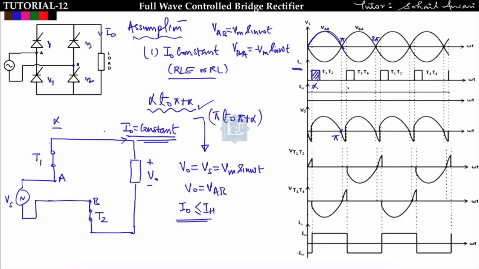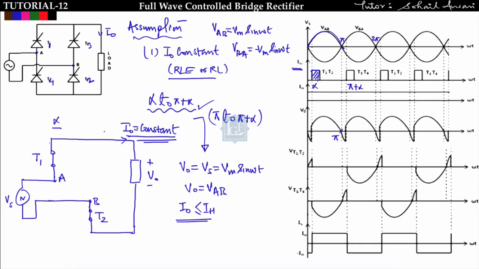At omega t equal to pi plus alpha, you are triggering T3 and T4. The moment you trigger T3 and T4, T1 and T2 will go into reverse mode and stop conducting. Before that they will continue to conduct, because the load current has to flow through some path, and here I am getting only one path, that is T1 and T2 before pi plus alpha, because you have not triggered T3 and T4.